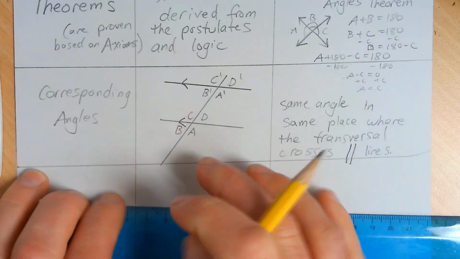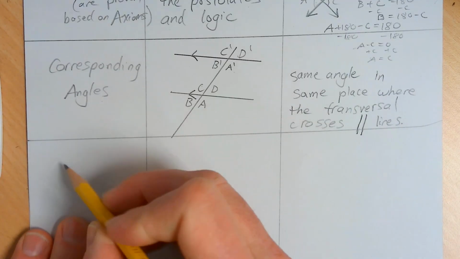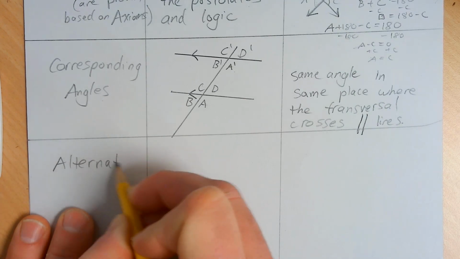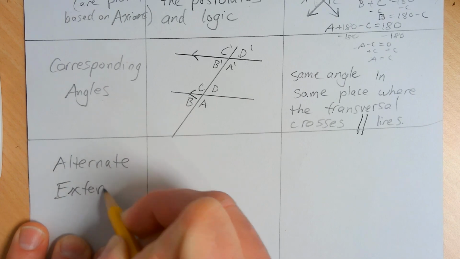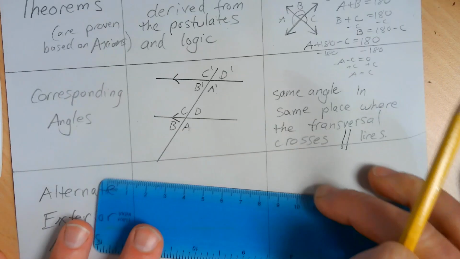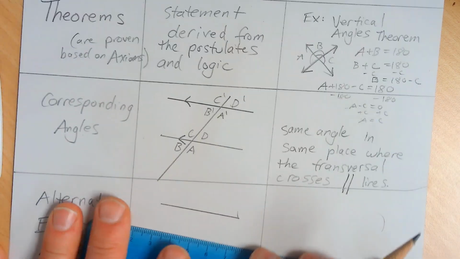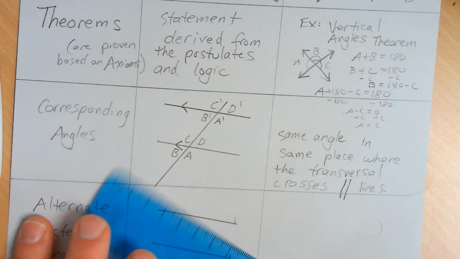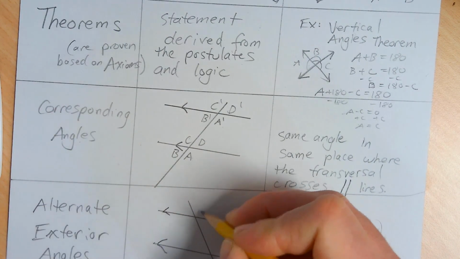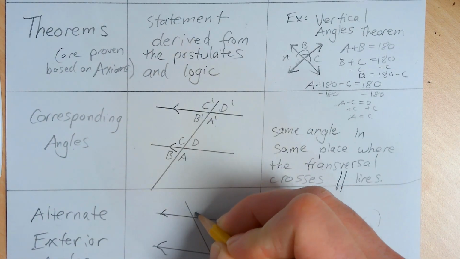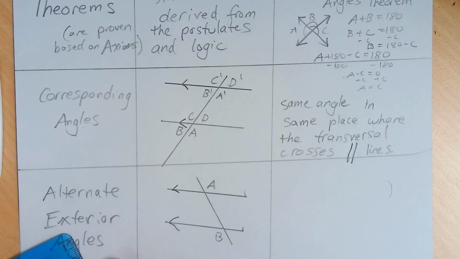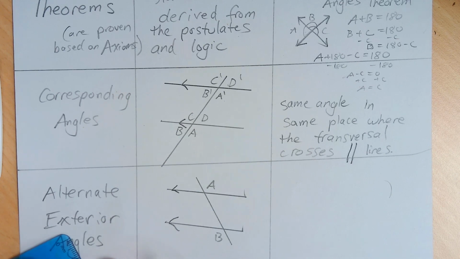And lastly, oops, I keep trying to draw the diagram here. Let's do alternate exterior angles. So A and B. I did it again. I put the diagram in the definition slot. That's what I get for making my own paper.